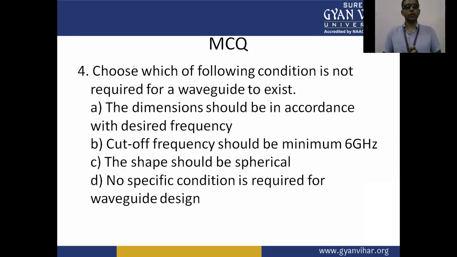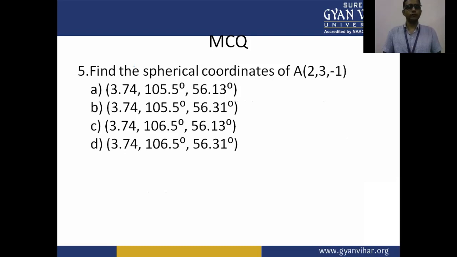Question number 4 says: choose which of the following conditions is not required for a waveguide to exist. Question number 5, find the spherical coordinates of the point A equal to 2, 3, minus 1. So the point A is to be converted into the spherical coordinate system by the transformation formulas from the rectangular or Cartesian coordinate system to the spherical coordinate system.